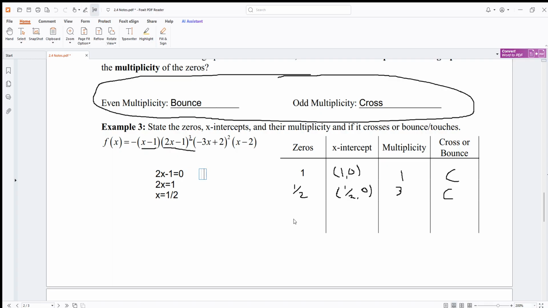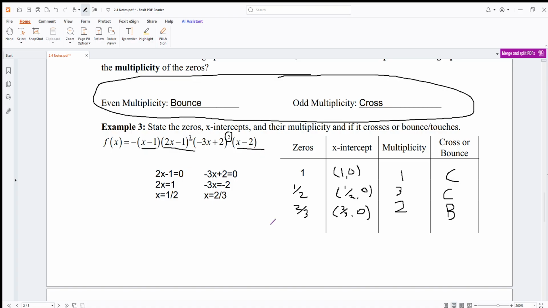Same thing here. Negative 3x plus 2 equals 0. Minus the 2 both sides, negative 3x equals negative 2. Divide by negative 3, x equals 2/3. Still totally fine that it's a fraction. So we have the 0 at 2/3, which means the intercept is at 2/3, 0. So its multiplicity, look at its exponent, we have 2 of them, which means that because 2 is an even number, it will bounce off of the axis when we do graph it.